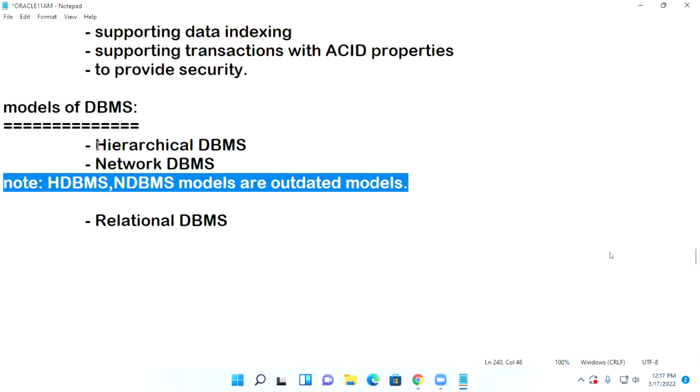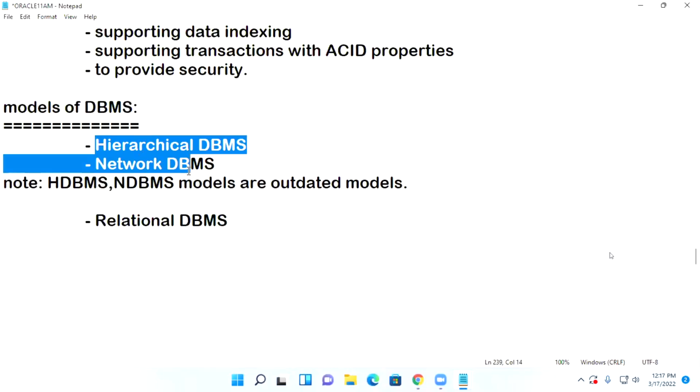But if you want to know about them, I will give it in the documentation. You can read the theory part, and if you understand the theory, good. Or else if you have any doubt, you can come and ask me. But presently nobody is using these two models; they are purely outdated.